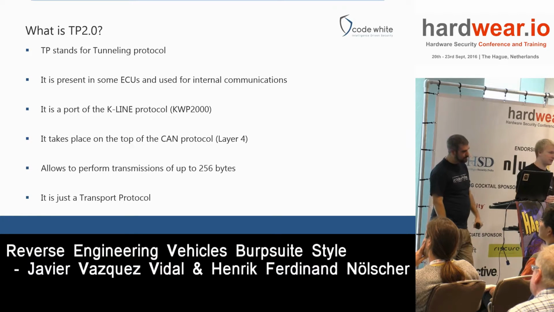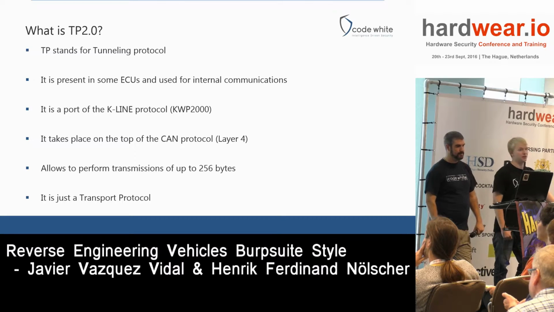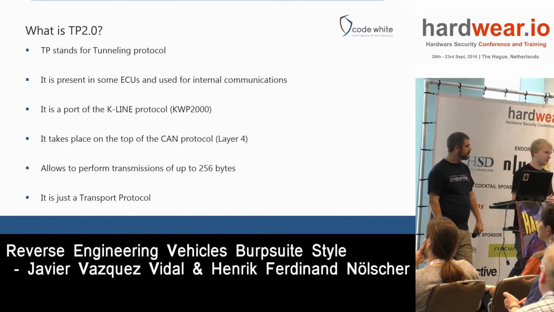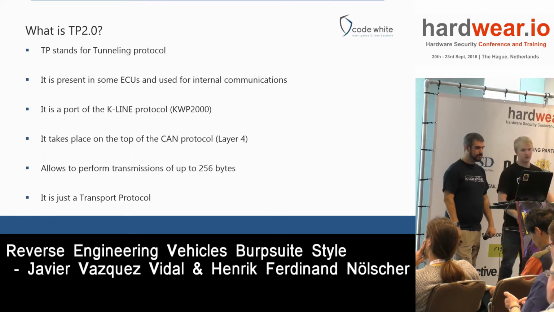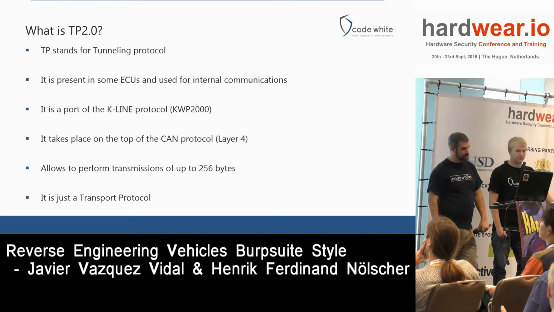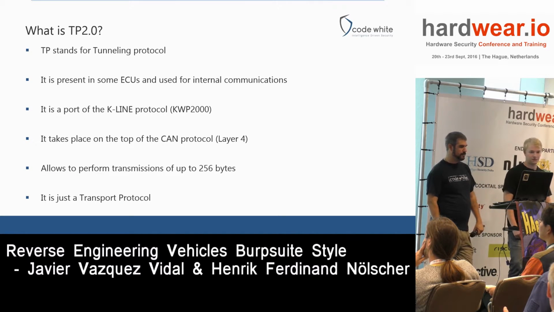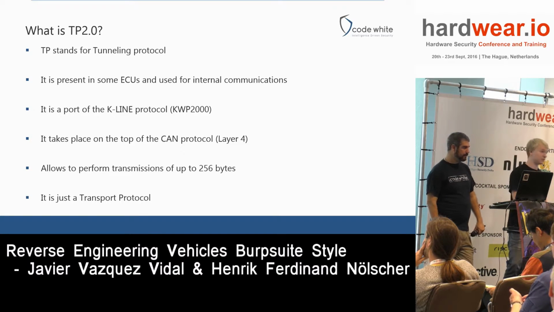So TP 2.0, as already mentioned, stands for tunneling protocol. It's also present in some ECUs; depending on the manufacturer, they prefer TP 2.0 for their stuff. It's also used for internal communication. Keep in mind, they make it very easy for you to send more than 7 or 8 bytes in a CAN frame. So that's why they're used. It used to be a port for the K-line protocol, the predecessor of TP 2.0, so to say. And again, it's just a transport protocol.